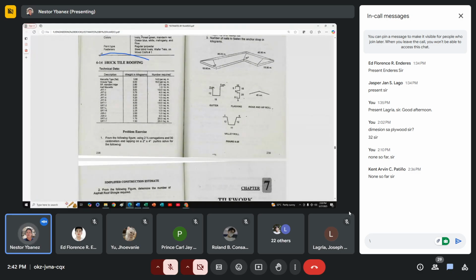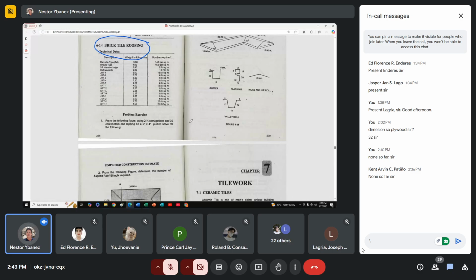Brick tile roofing. Get the effective covering, then get the total area divided by the one area of that brick tile, then that should be the number of tiles to buy.